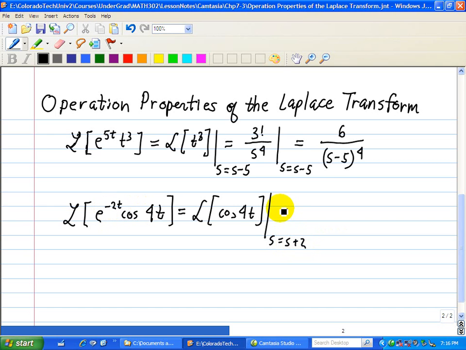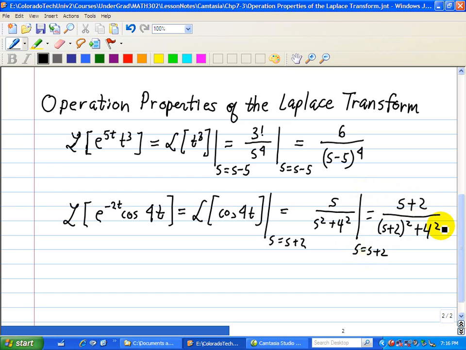We note that the Laplace transform of cosine 4t is simply s over s squared plus 4 squared. We're going to evaluate this where s is replaced with s plus 2. In this case, the numerator gives us s plus 2, and the denominator gives us (s plus 2) squared plus 4 squared. So that's our Laplace transform for this expression here.